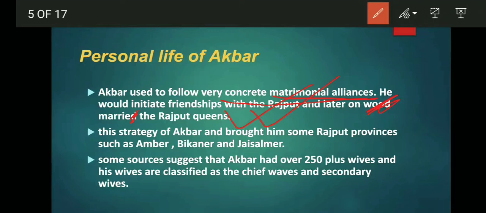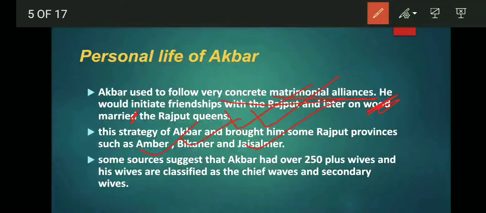He would form matrimonial alliances, then he would marry the Rajput queens and in turn would get good property or land under his control. So this strategy of Akbar brought him some Rajput provinces such as Amber, Bikaner, Jaisalmer. So with his policy of matrimonial alliances, he got some very good Rajput provinces of Amber, Bikaner and Jaisalmer.